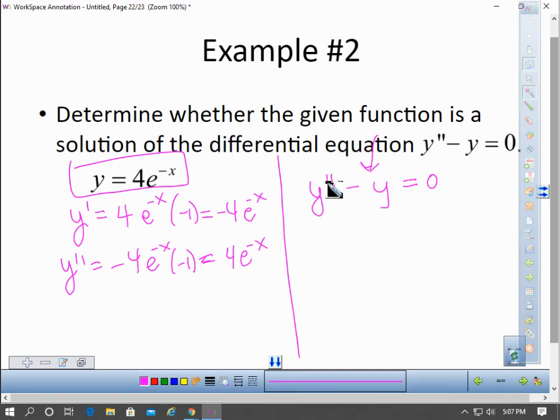So we want y double prime. So y double prime was 4e to the negative x minus the function y, which was 4e to the negative x. Does that equal 0? Well, yes, because 4e to the negative x minus 4e to the negative x, they cancel. 0 equals 0. That is true.